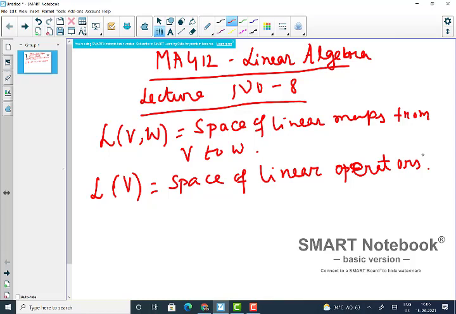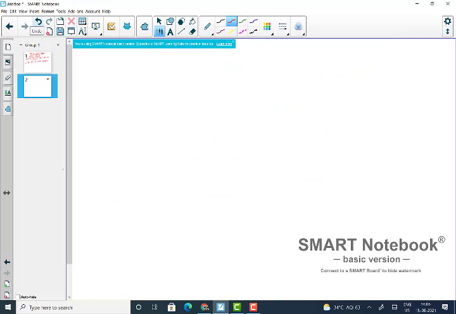Yeah, so now we are going to actually discuss something called algebra structure on it. So what is an algebra? We already learned that L(V, W) or L(V, V) or L(V) are actually vector spaces, right? So we are planning to also define a ring structure on this L(V), and for that we need some multiplication, right? So what is the natural multiplication on these maps? That is called composition, right?